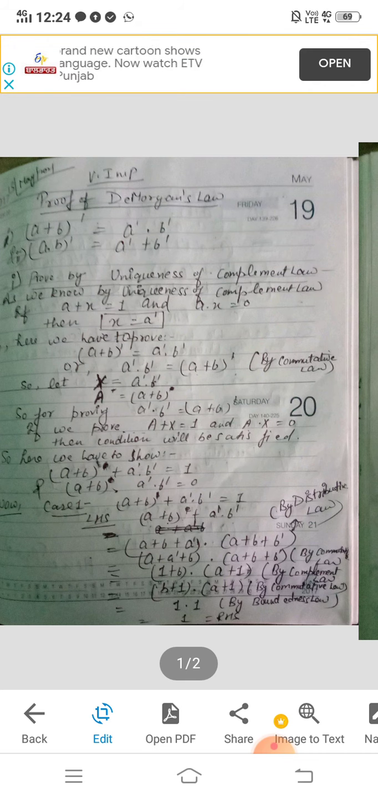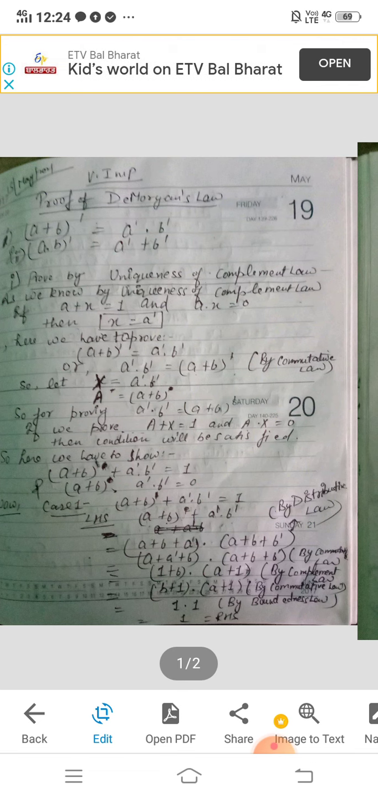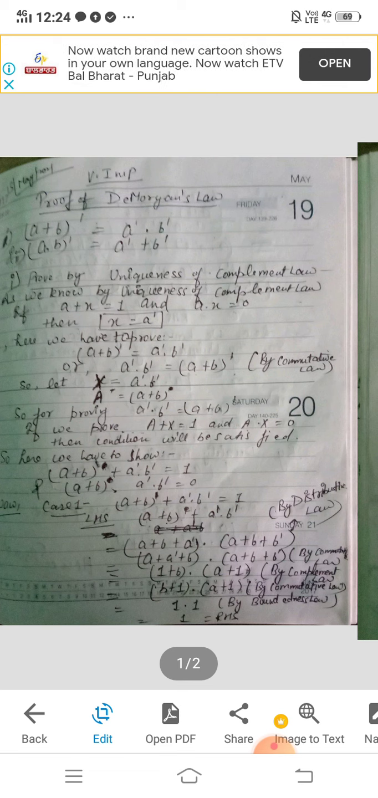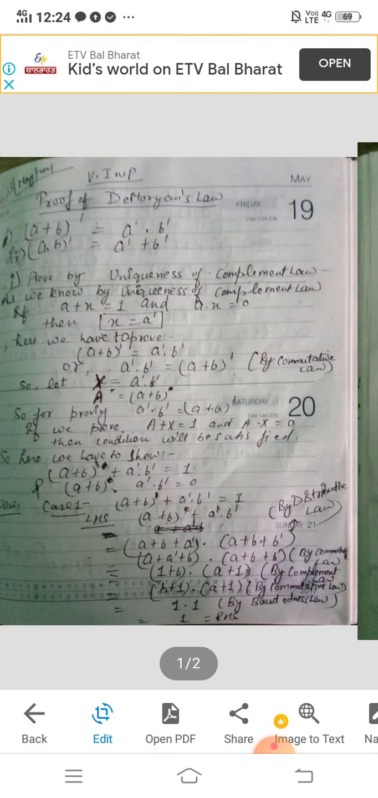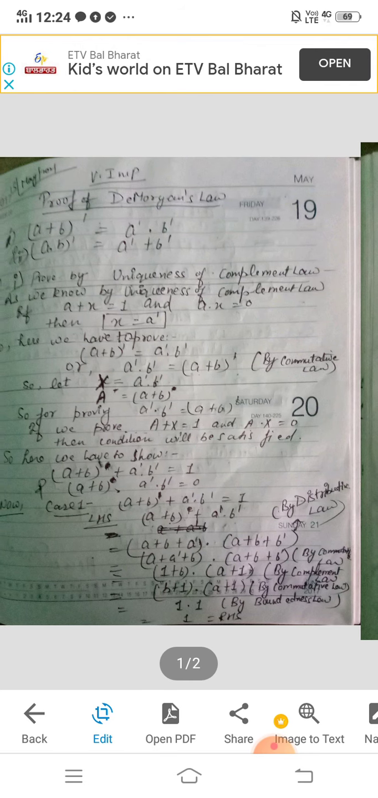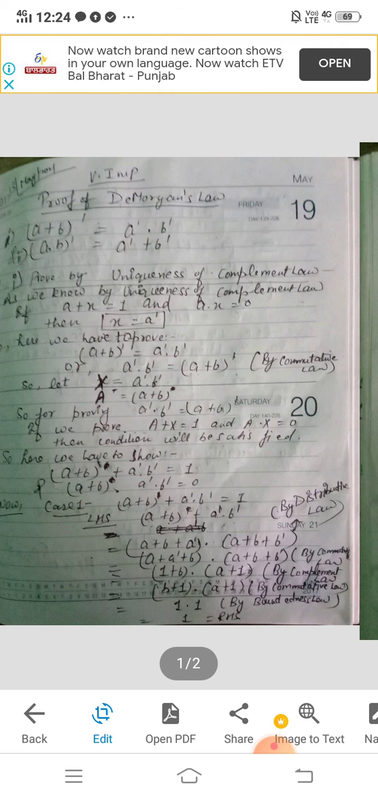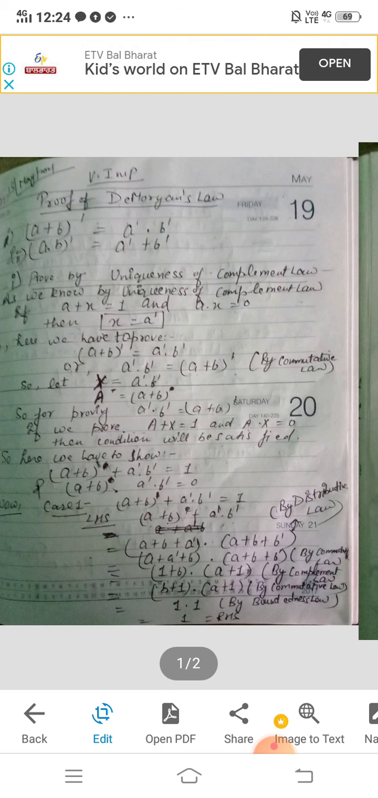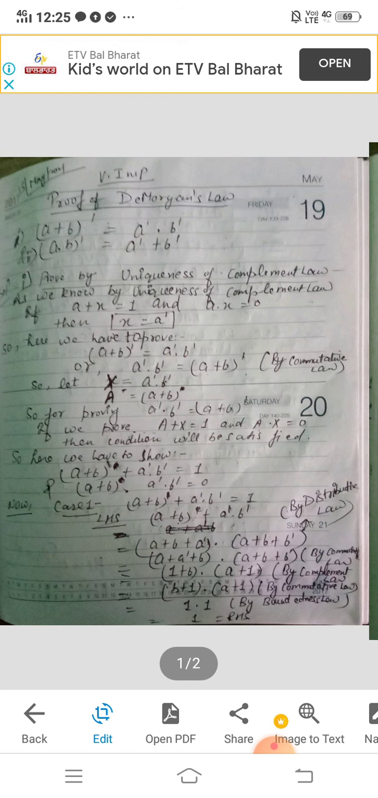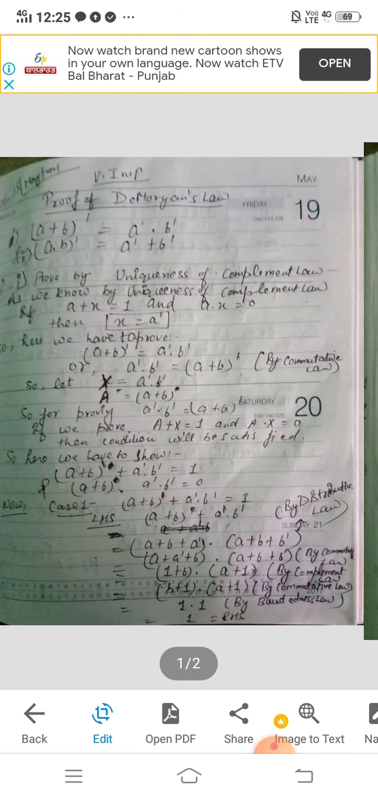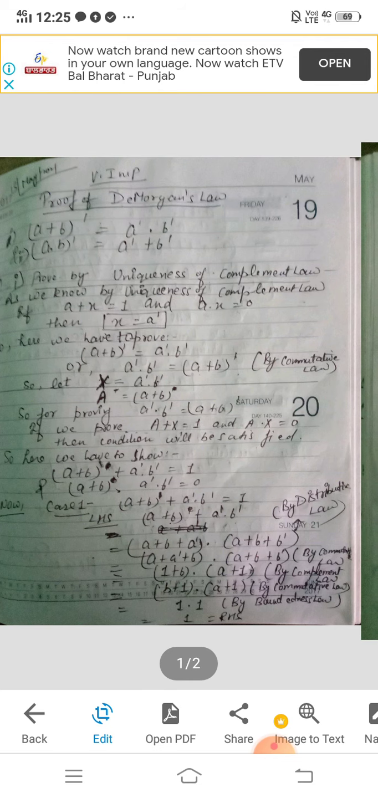So how will we prove this? For proving this, if we prove A plus X is equal to 1 and A dot X is equal to 0, then the condition will be satisfied. So here we have to show A plus B in bracket plus A dash dot B dash is equal to 1 and A plus B dot A dash dot B dash is equal to 0. So if we prove the first case and the second case, then X is equal to A dash automatically. Now case 1, A plus B plus A dash dot B dash is equal to 1.